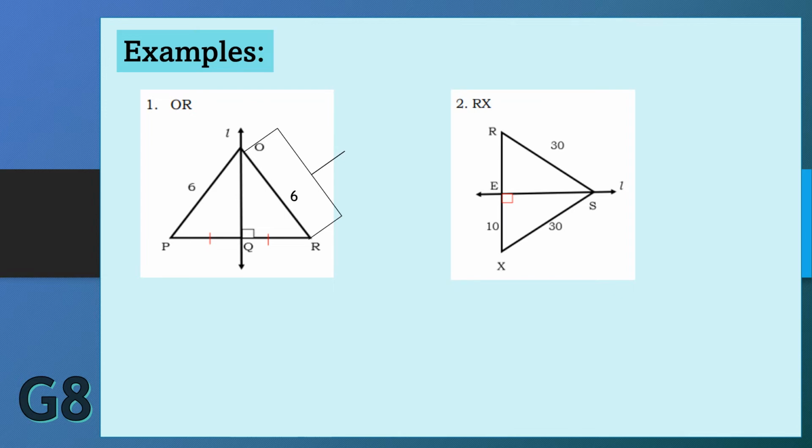So for example number 2, line segment SE is perpendicular to line segment RX. If line segment EX measures 10 centimeters, what is the measure of line segment RX? Correct. It is 20 centimeters because line segment ER must have the measure of 10 centimeters because it is congruent to line segment EX.